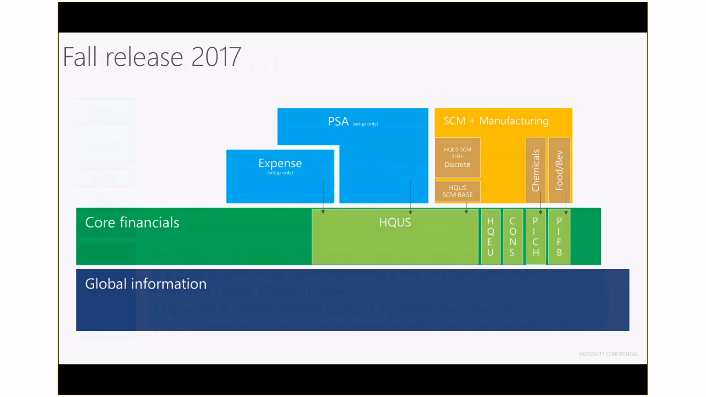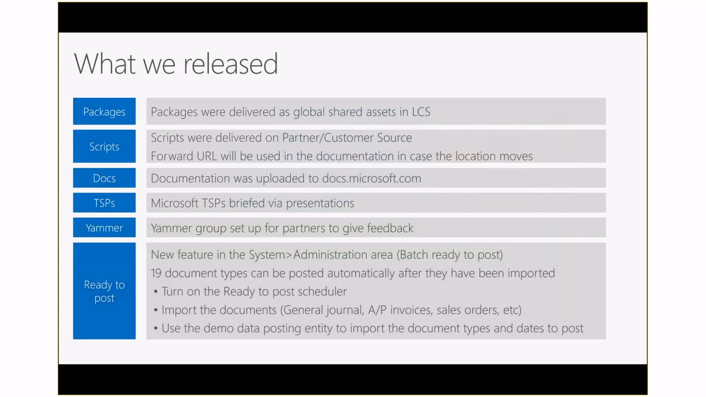So what did we release? We released the packages, 13 packages. They were delivered as global shared assets in LCS. So if you go out to your LCS site, look for global, there's a tile there for global shared assets. And I'll show you that tile in a minute, or I'll show you where it is. You can find all the packages as global shared assets. I'll show you how they're labeled here in a second, so you can find them out there.